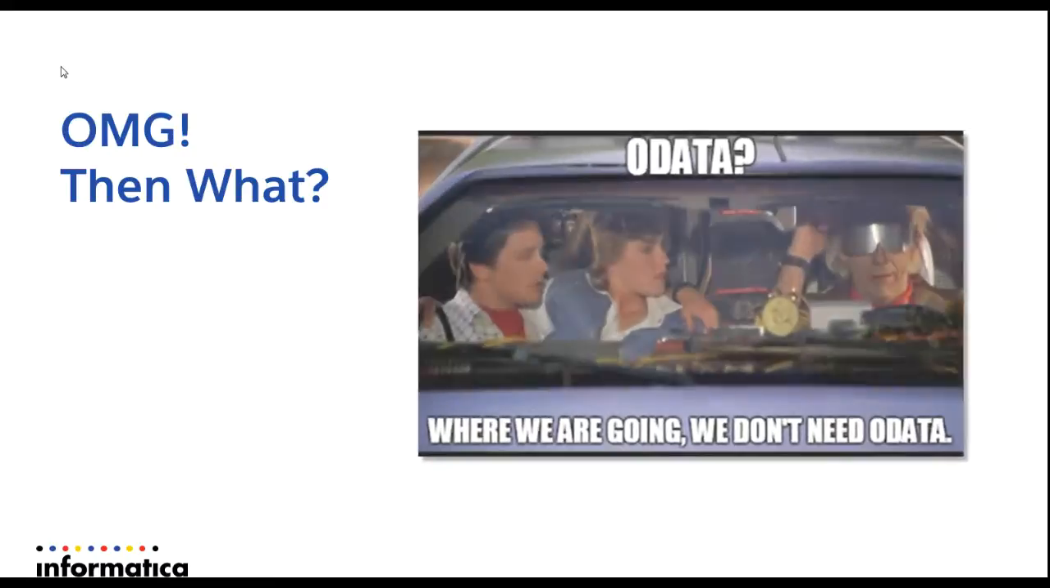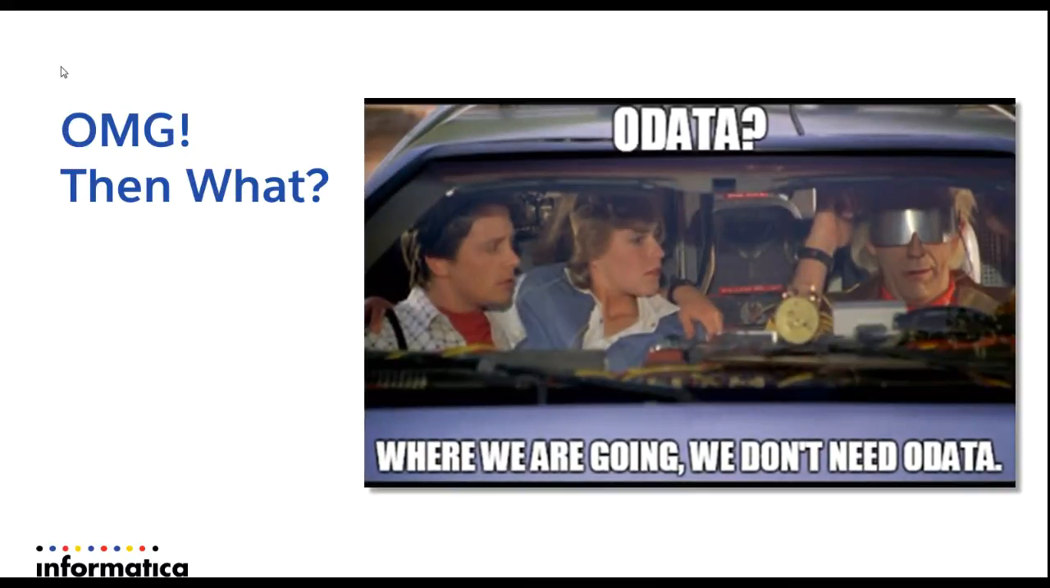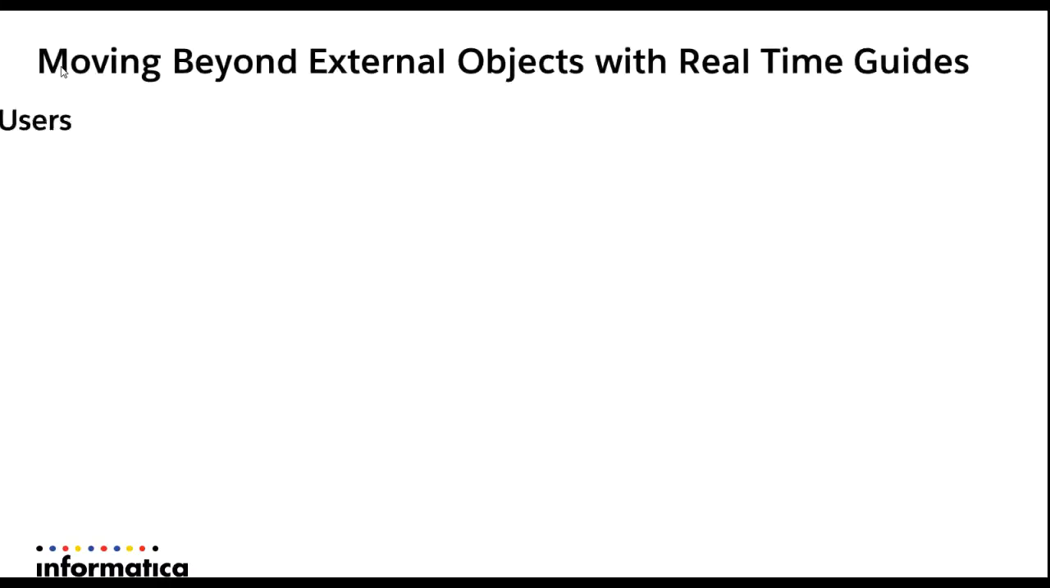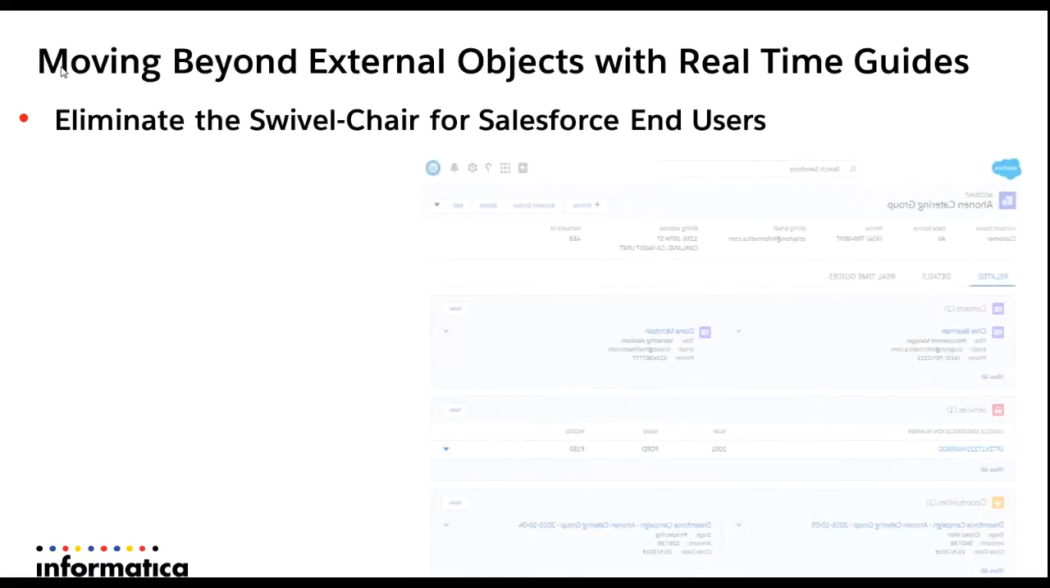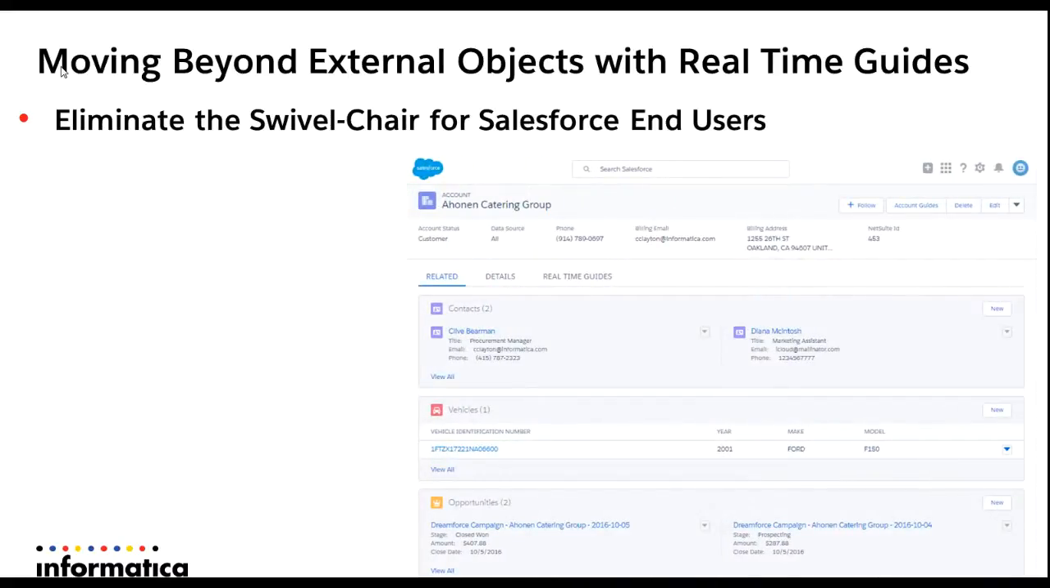All right, as promised, the OMG. We're going to take a look at what else we can do in terms of real-time connections to data. We'll be able to incorporate not just the database source that we saw, but perhaps some REST-based API data, and talk about a new way that we can present this to end users. So here we go. Moving beyond external objects with real-time guides.